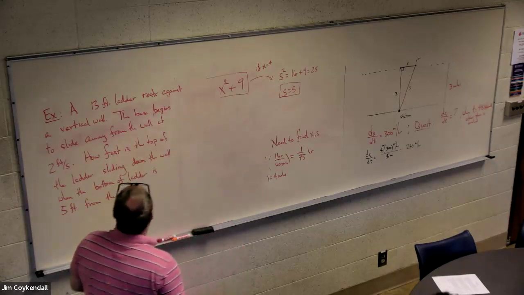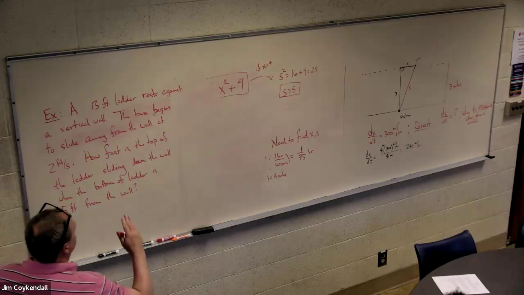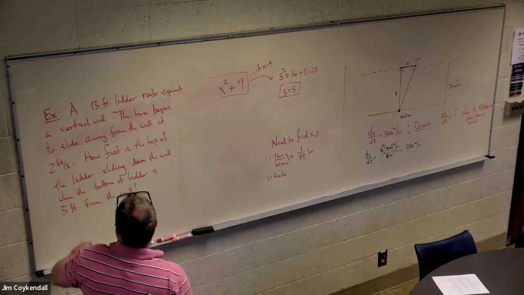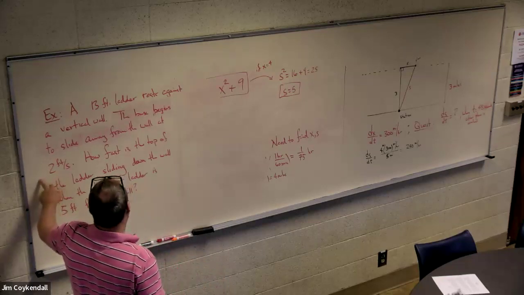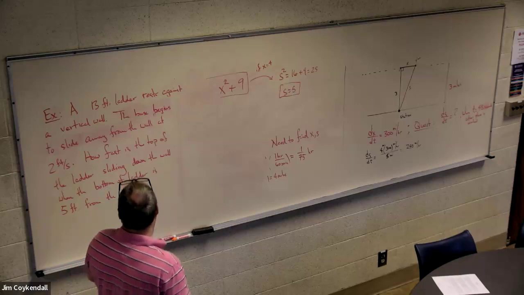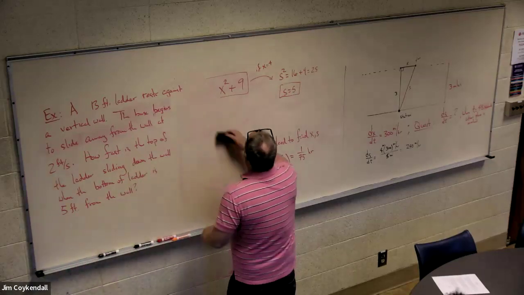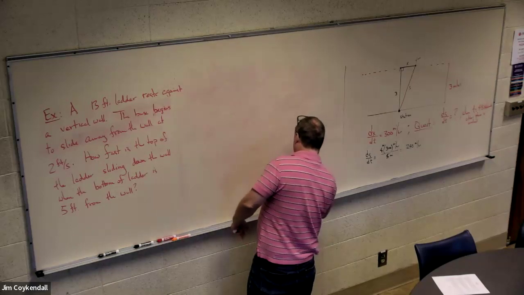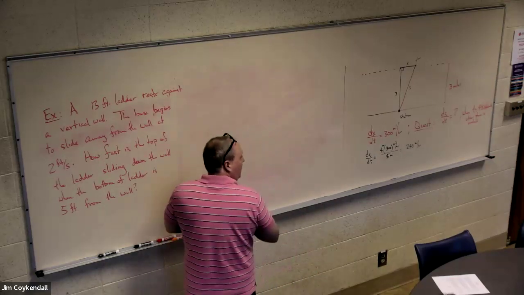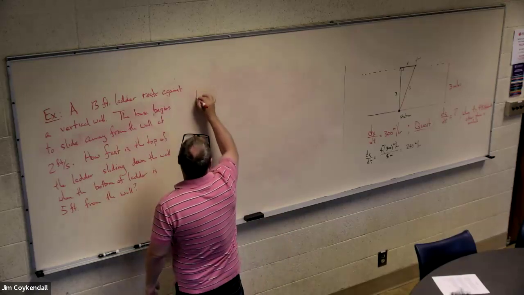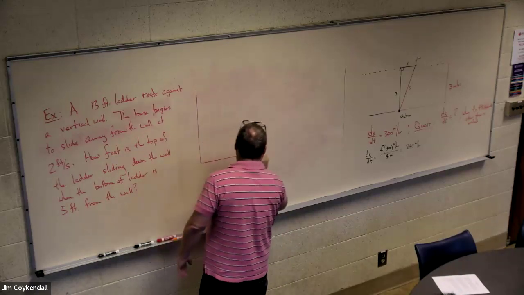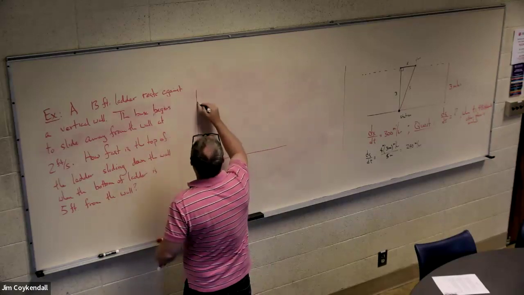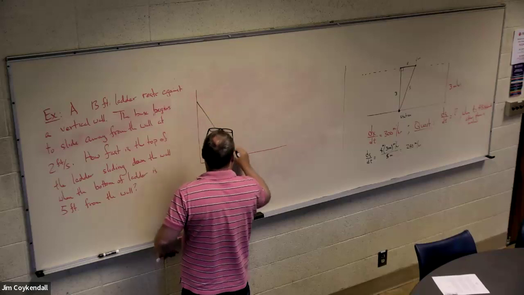Okay, so this is a problem about a ladder slide. You get a ladder leaning up against the wall, and somebody greased up the floor, so it started to slide. The bottom always slides at 2 feet per second. How fast is the top of the ladder sliding down the wall? The bottom of the ladder is 5 feet from the wall. Well, we're all picturing this. Got a vertical wall. Here's our floor. And here is a beautiful rendition of that.